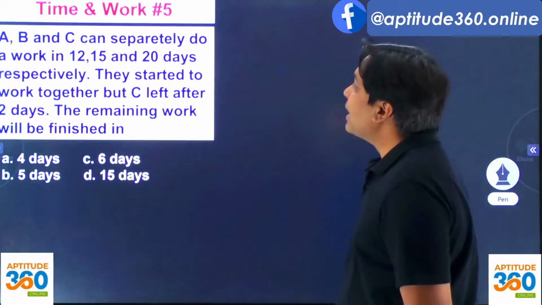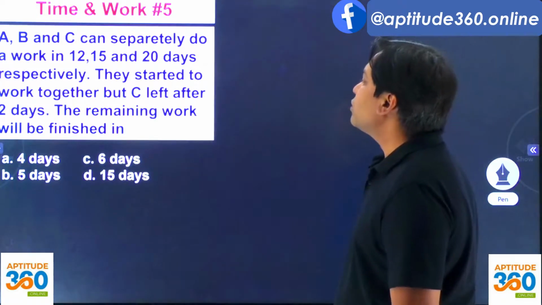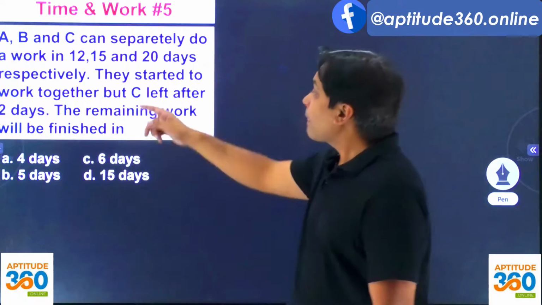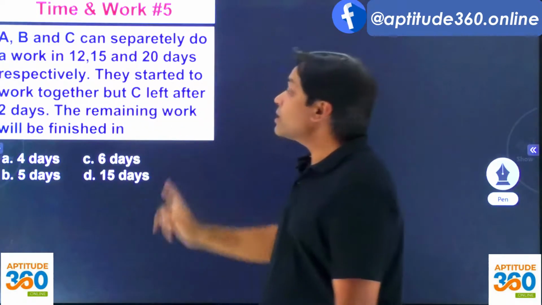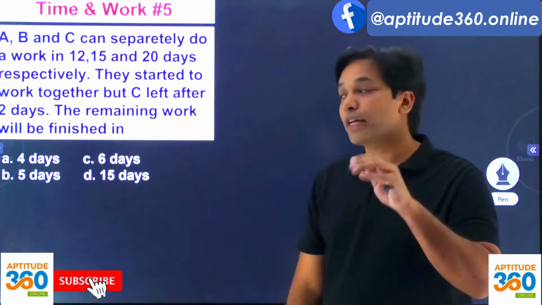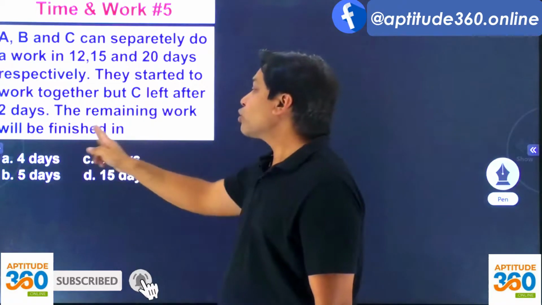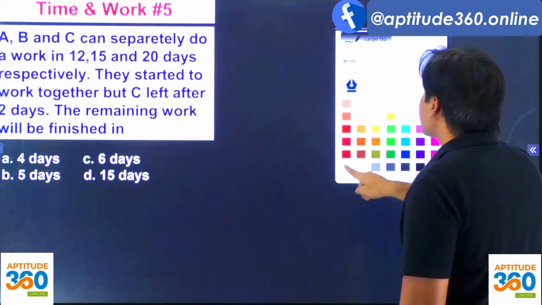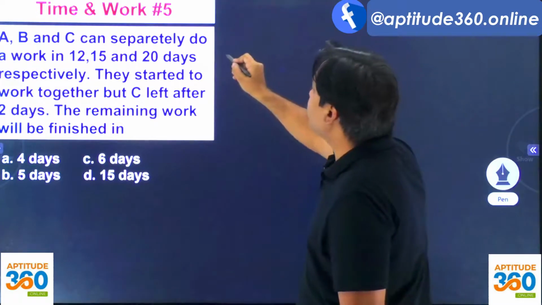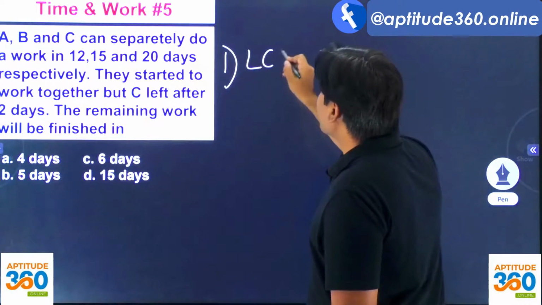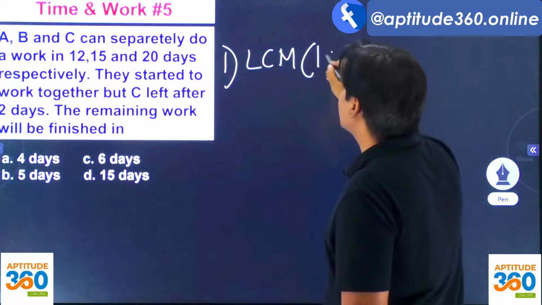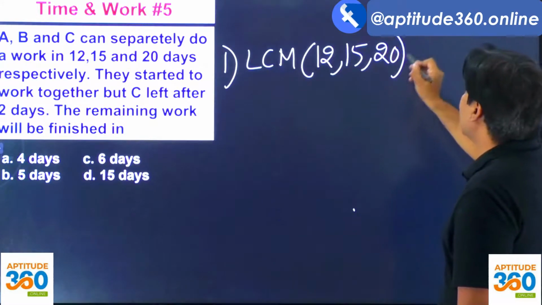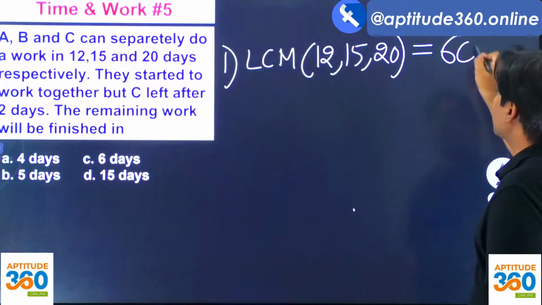It says that A, B and C can separately do the work in 12, 15 and 20 days respectively, right? They started the work together, but C left after 2 days. The remaining work is going to be completed by B and C because they together are starting the work. So what I'm going to do, my step number 1, I'm going to be taking LCM of 12 and 15 and 20, and this is coming out as 60.